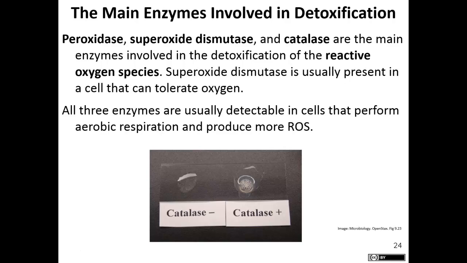And so we can detect different ones using different tests. The test that we use to detect if you have catalase present is the catalase test. We took hydrogen peroxide and put it onto our bacteria. If there was bubbling, that meant that catalase was breaking down the hydrogen peroxide, which is toxic to our cells, and producing water and oxygen as a byproduct.